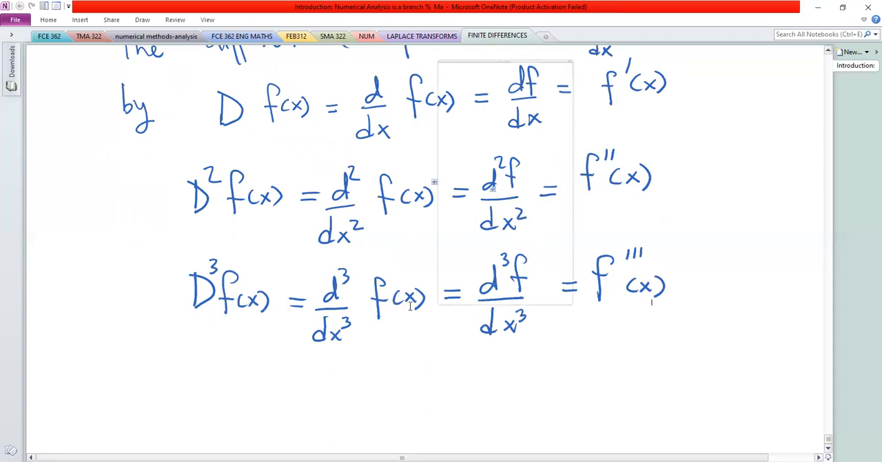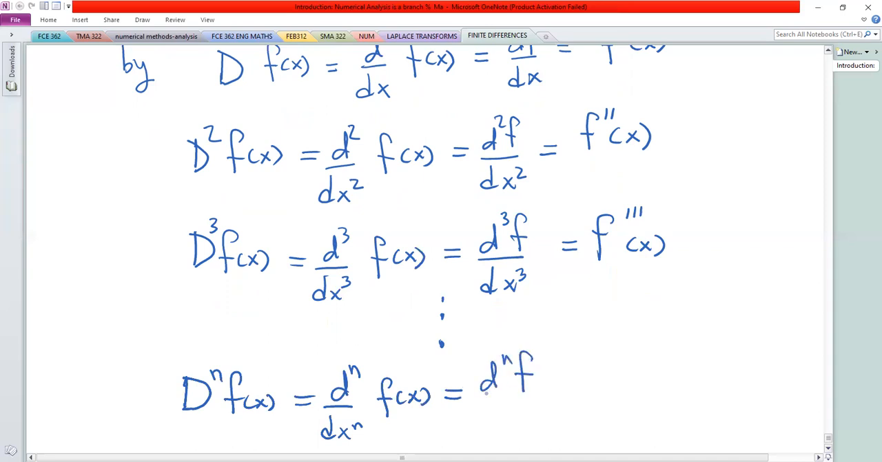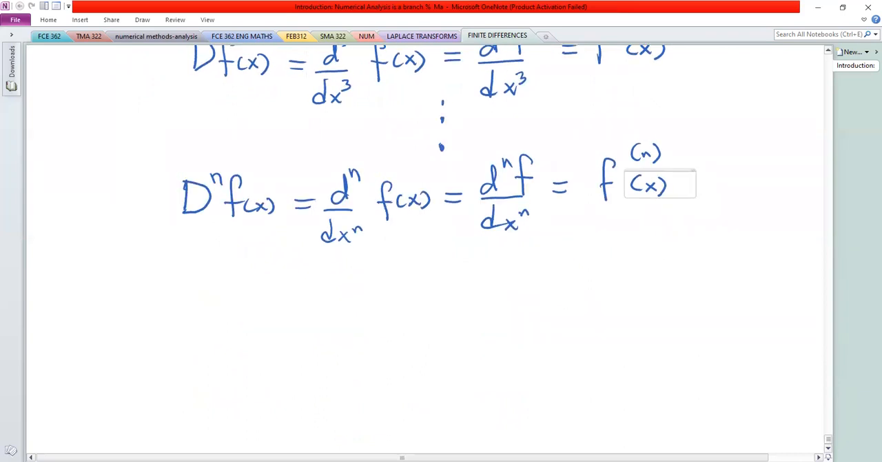And then we can go further up to the nth differential of the function f of x. And so this is given by D^n f of x equals d^n dx^n of f of x, which is the same thing as d^n f dx^n. And this is the nth derivative of the function f. So these are differential operators.